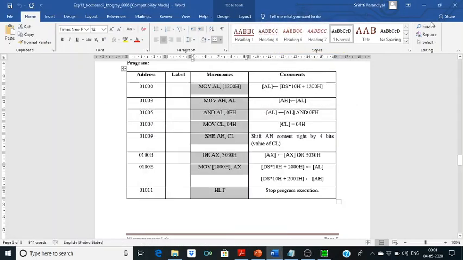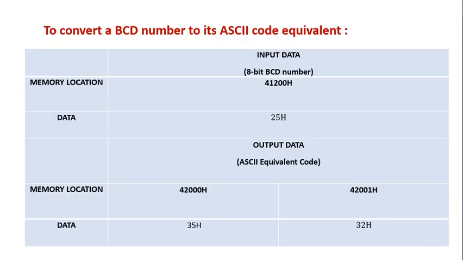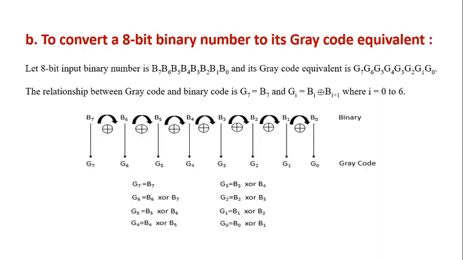So now we will move to our second objective, which is conversion of an 8-bit binary number to its gray code. Gray code is basically a code where the difference between each consecutive number is one only. Means suppose 000 and the next will be 001. It means there is a difference of one bit only.